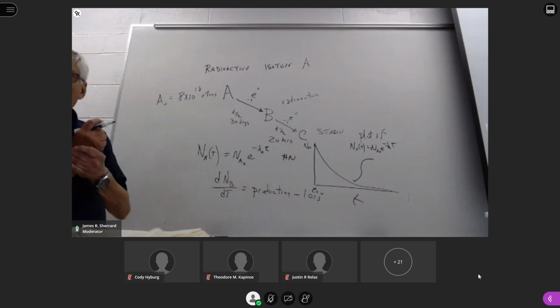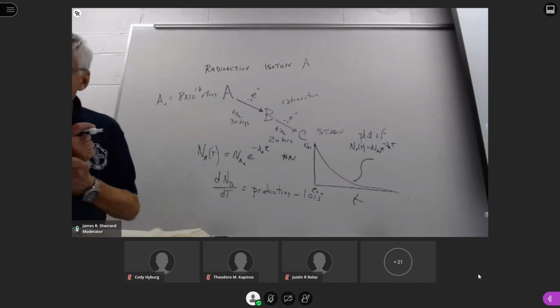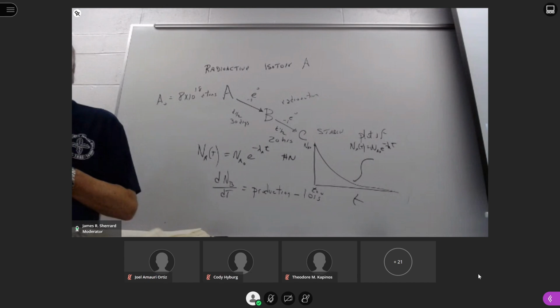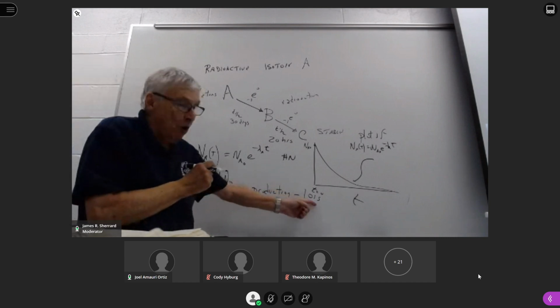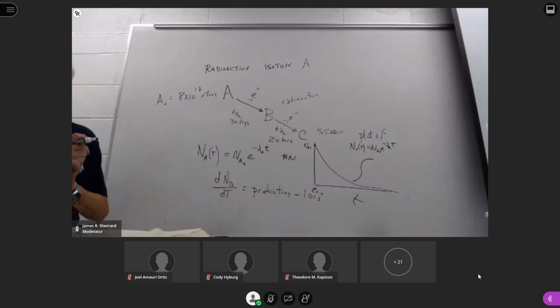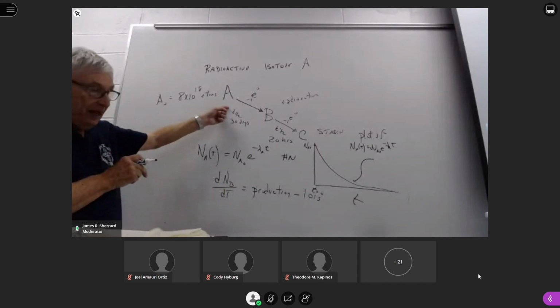So this is looking at the rate of change of B with respect to time. If we look at the production, where does the production come from? Production minus loss. So where do the B's come from? They come from the radioactive decay of A.